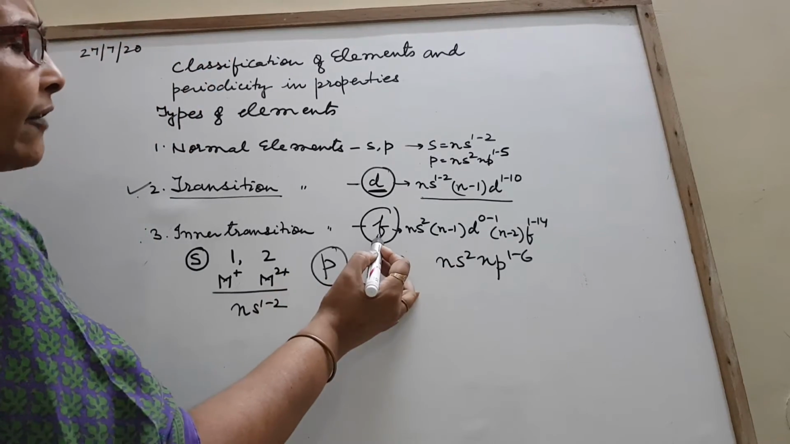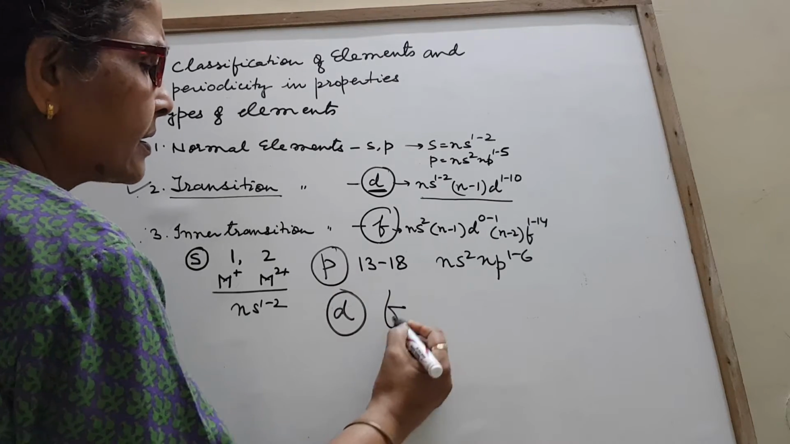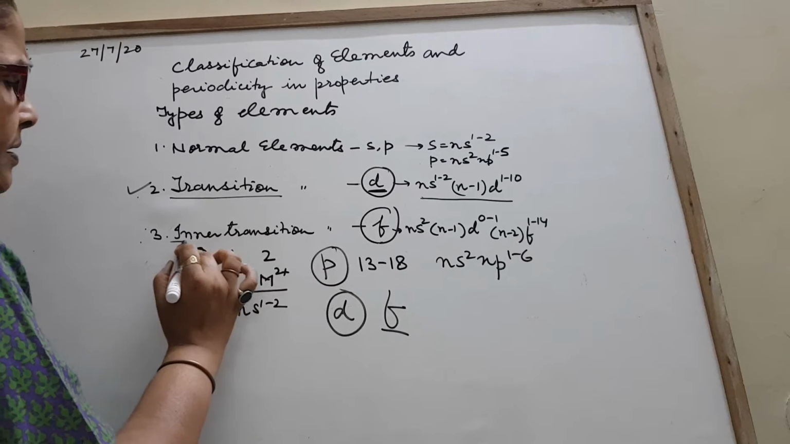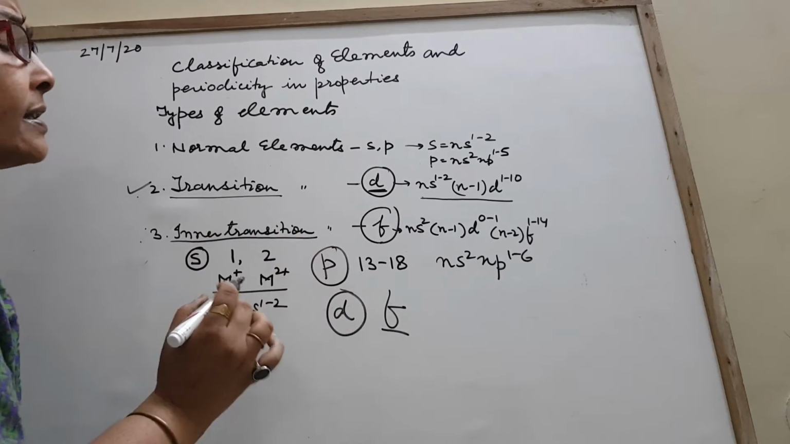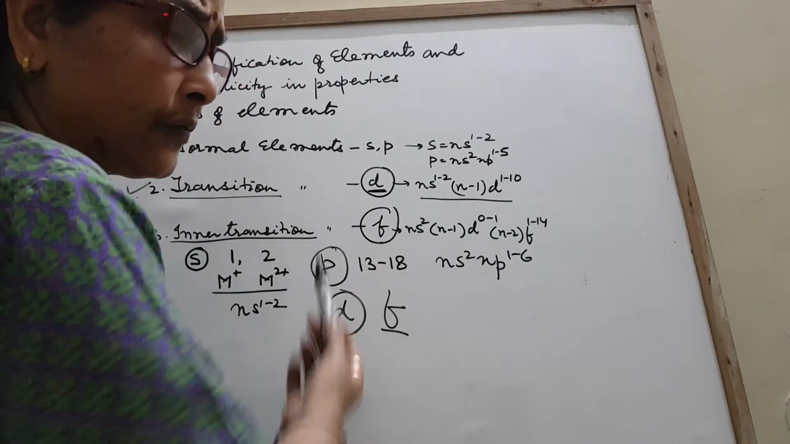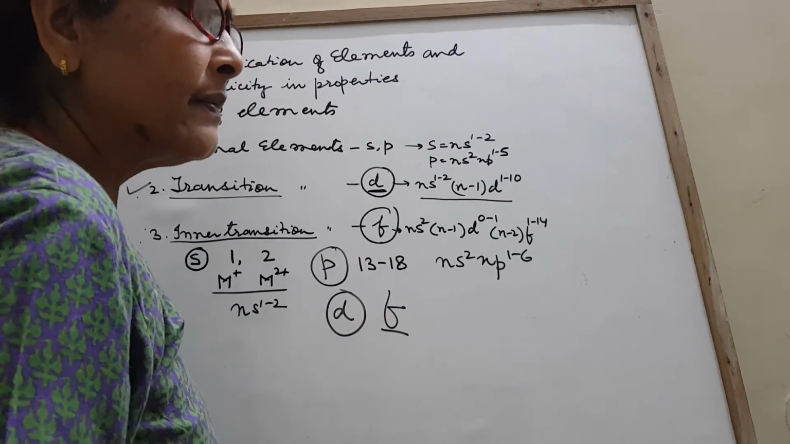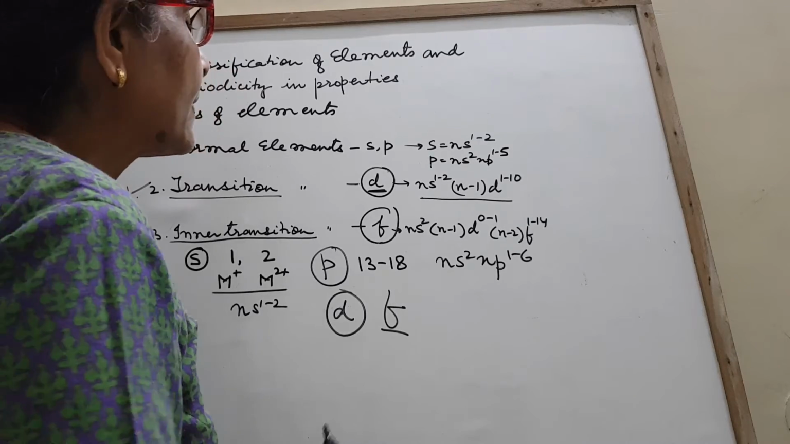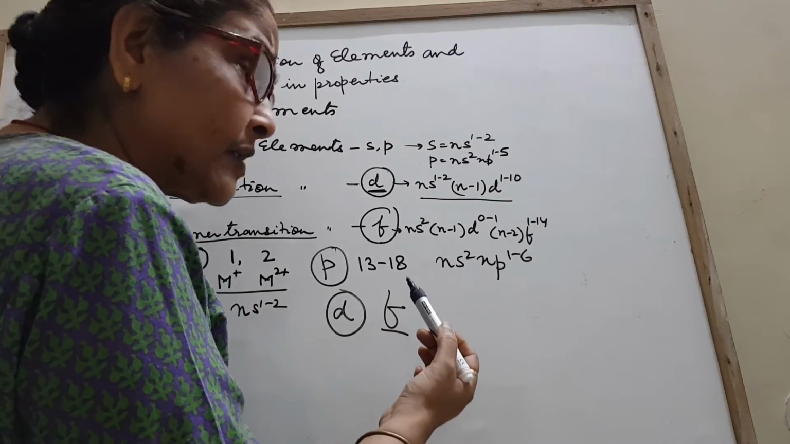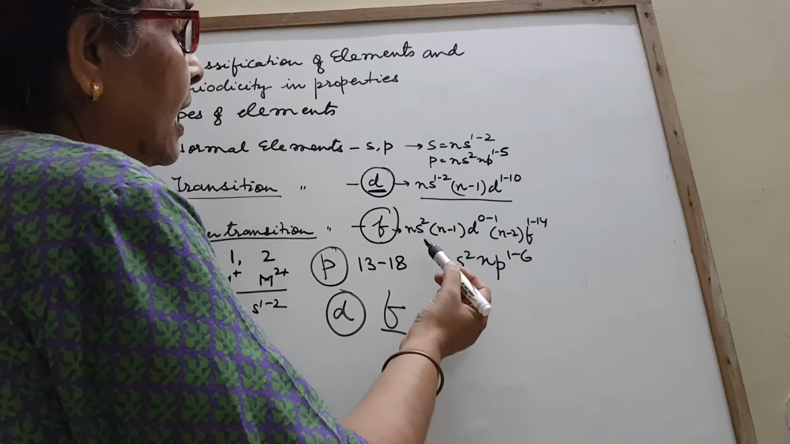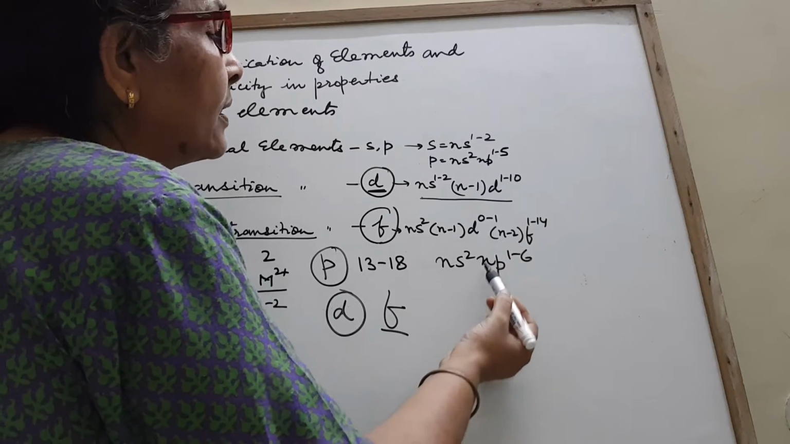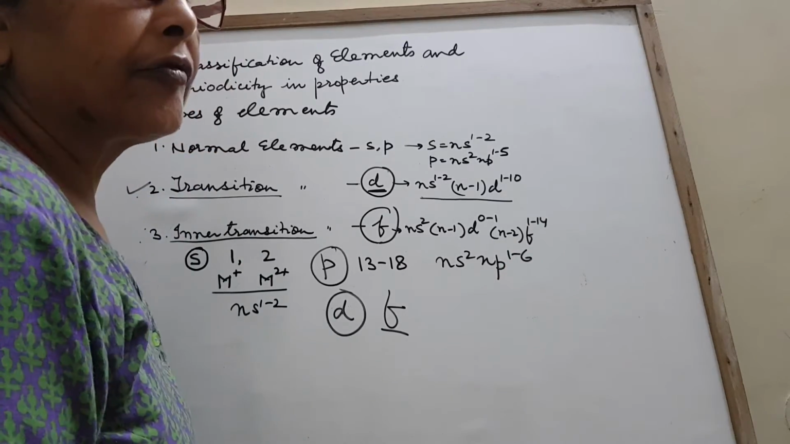Then we have F block elements. We also call them inner transition elements. They have three outermost shells incomplete, as we did in the last video: ultimate, penultimate as well as antepenultimate. The last electron, the differentiating electron, enters the F subshell while filling, and they have the configuration ns2, (n-1)d0 to 1 and (n-2)f1 to 14.